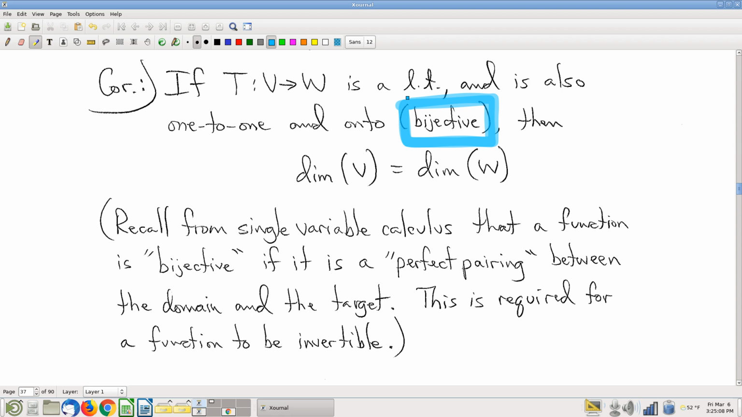Yeah, question? Is one-to-one and onto equivalent to like injective and surjective? Yeah, one-to-one means injective and onto means surjective. Those are other words that apparently we must have heard. Yeah, absolutely. Right.